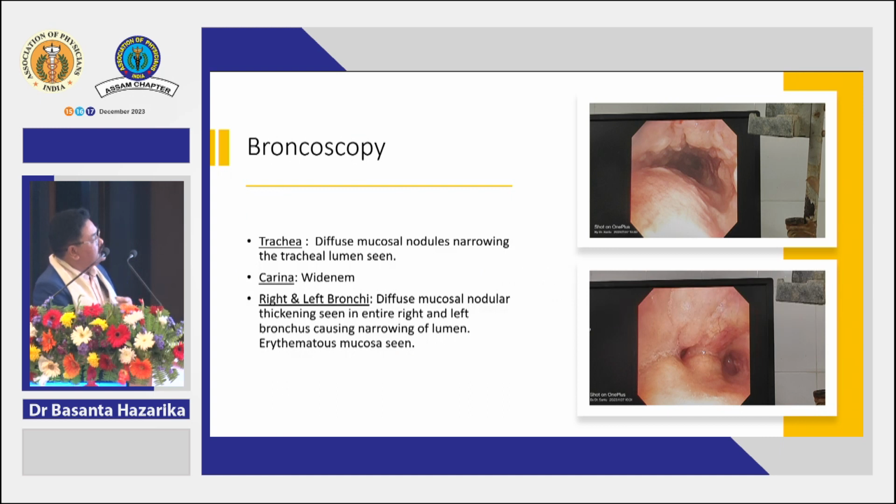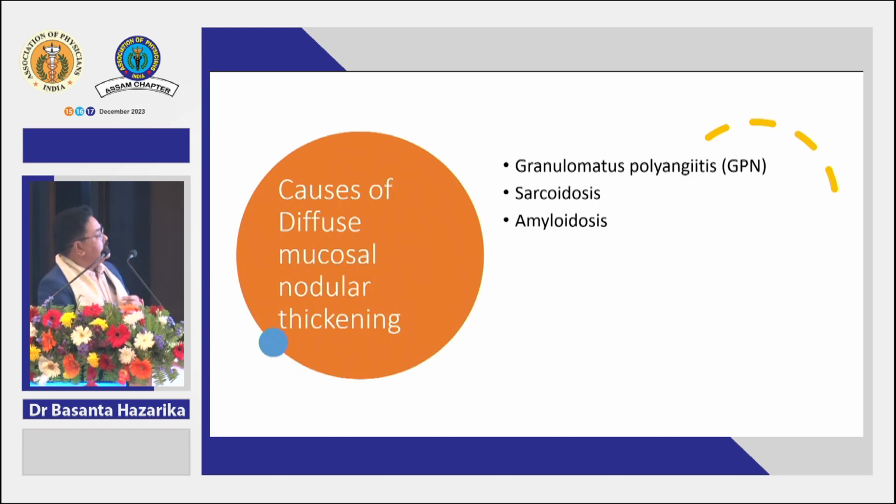Then bronchoscopy was done in our department. The trachea shows diffuse mucosal nodular narrowing of the tracheal lumen. There is widening of the carina, and diffuse mucosal nodular thickening is seen in the entire right and left bronchi, causing narrowing of the lumen. Erythematous mucosa is seen. So the differential diagnosis from this finding may be granulomatous polyangiitis, sarcoidosis, and amyloidosis.